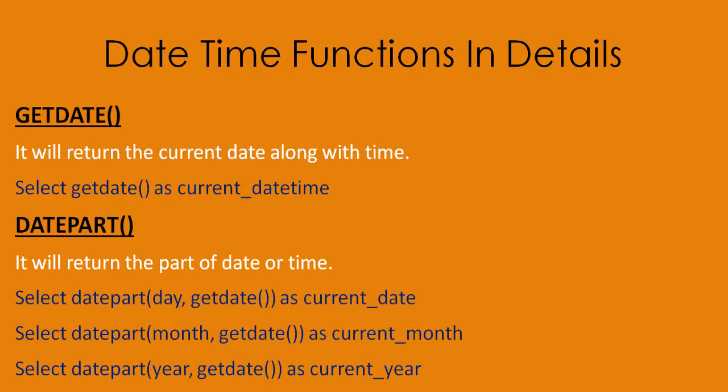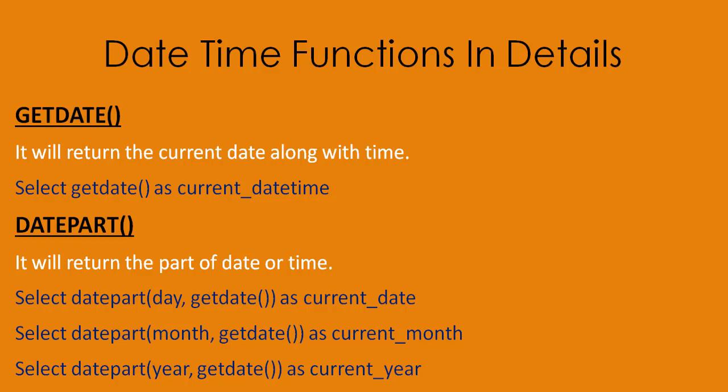The GETDATE function returns the current date and time, and below is the SQL query: SELECT GETDATE() AS, which is an alias, and it will return the current date and time.